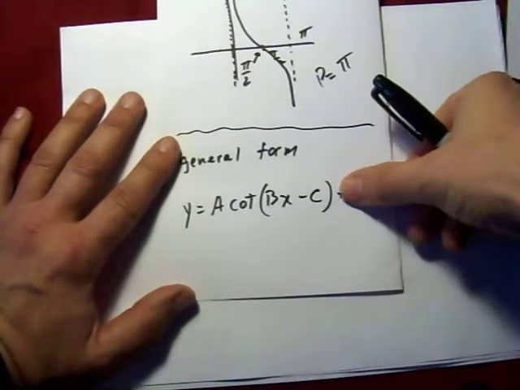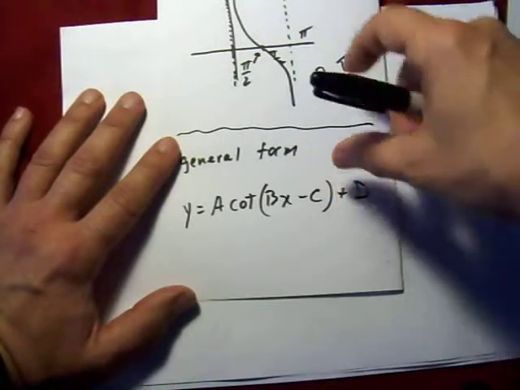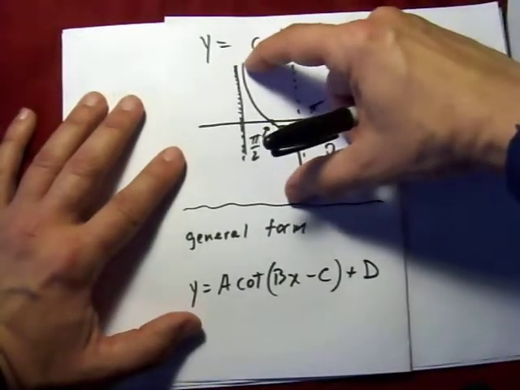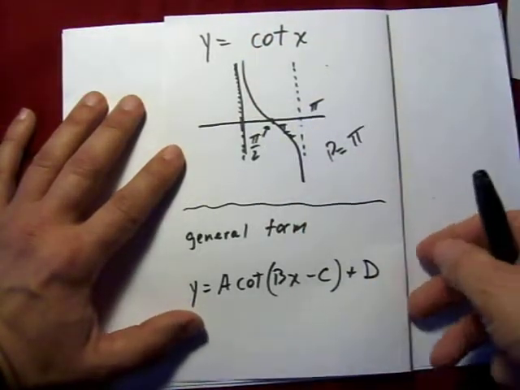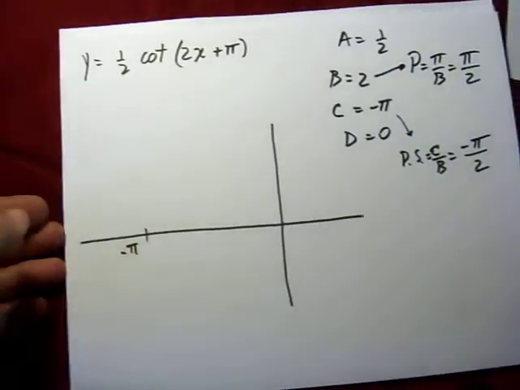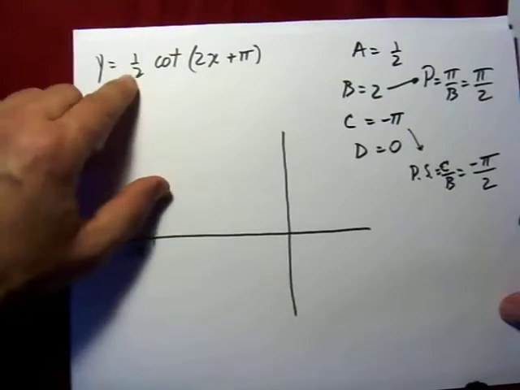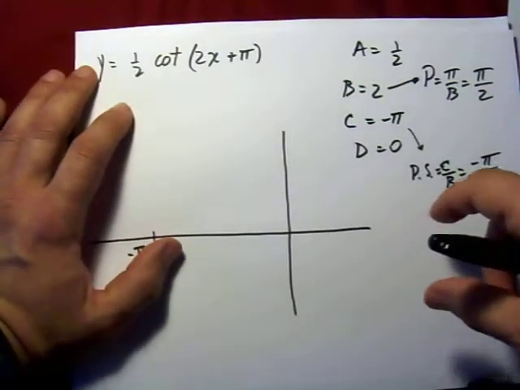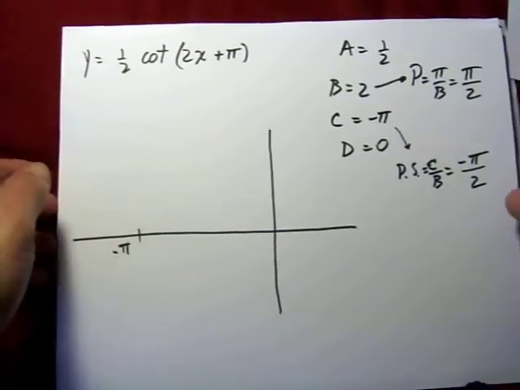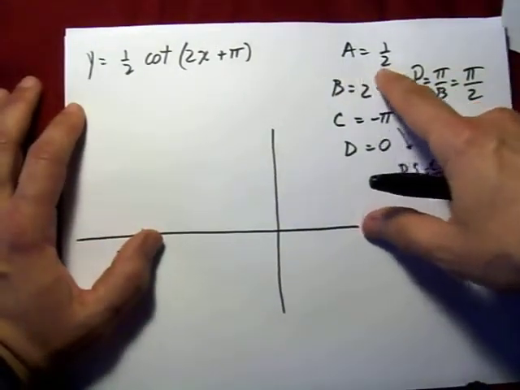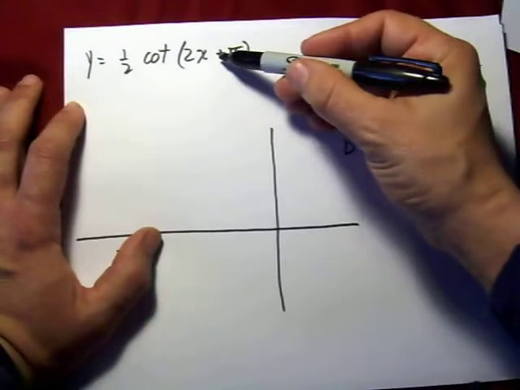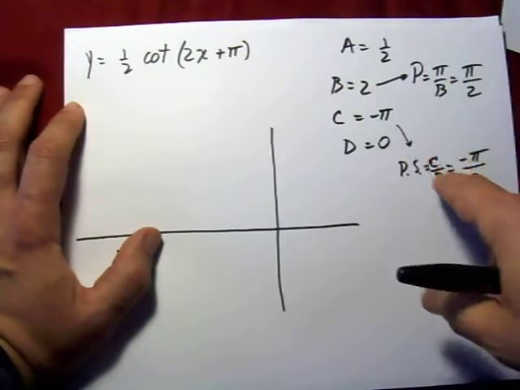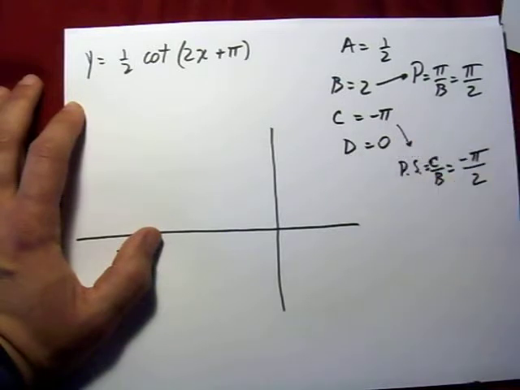We're going to ignore d for the purposes of this demonstration, because all d does is shift the whole graph up or down depending on the value of d. We'll start with a pre-made example of y equals 1/2 cotangent of 2x plus pi. I already labeled my coefficients: a is 1/2, b is 2, c is negative pi. Notice that this has a plus in here, and by our definitions that should be a minus. d is 0, like I said before.